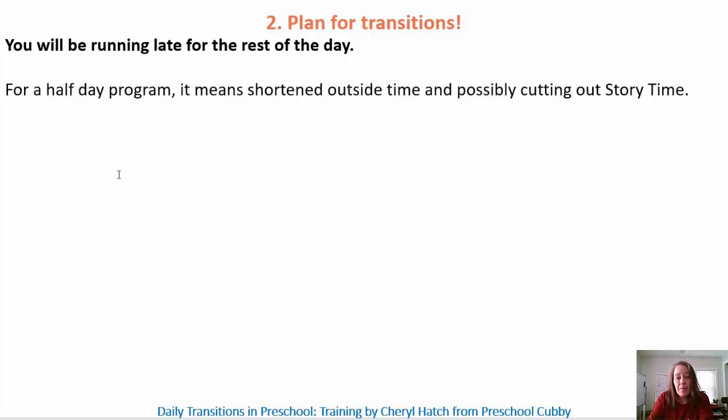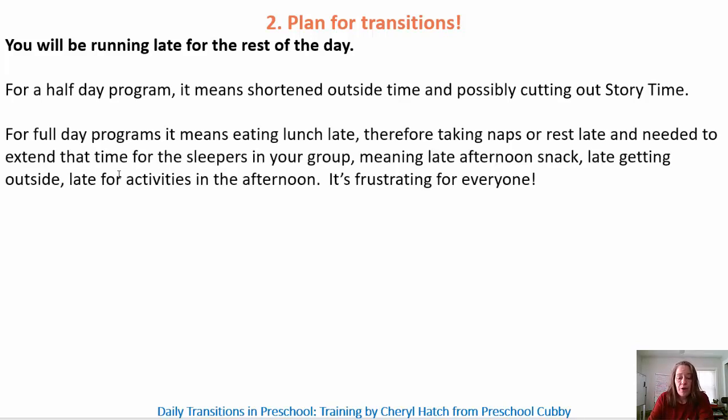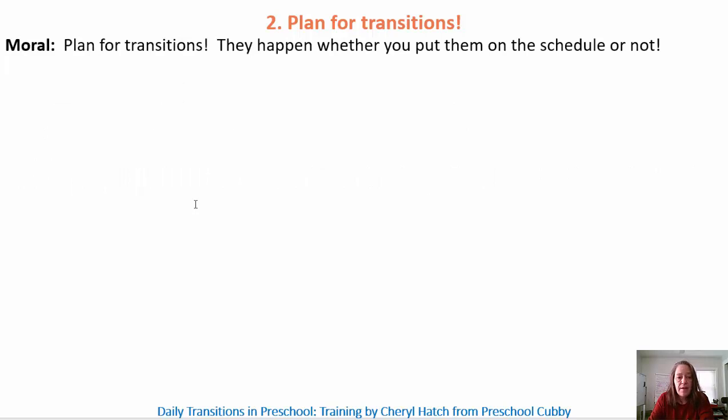So for a half-day program, usually it means shortened time outside, possibly cutting out story time. For full-day programs, it might mean eating lunch late or taking naps late, and then you need to extend the time for the sleepers in your group, meaning your afternoon snack is going to be late. You're going to be late getting outside. It has this ripple effect for everything you do for the rest of the day.